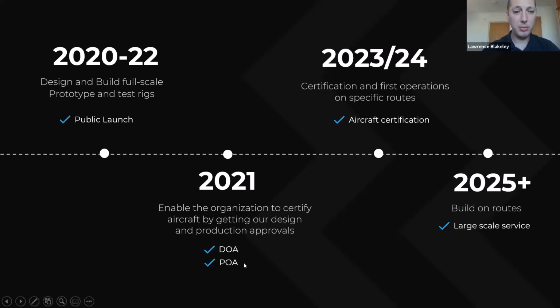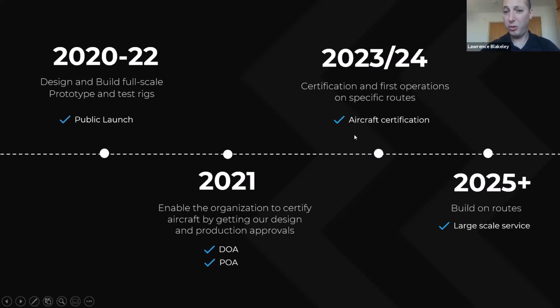2021 will be a big year from the authorities' perspective. We expect to get our Design Organisation Authorisation. So this is demonstrating to the CAA that we comply with the requirements of that first document on the previous slide. POA is the Production Organisation Authorisation, and that is in a similar vein to the DOA.